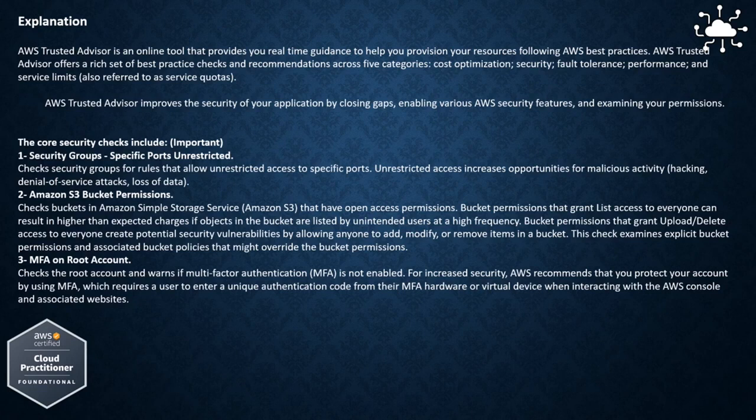3. MFA on root account. Checks the root account and warns if multi-factor authentication, MFA, is not enabled. For increased security, AWS recommends that you protect your account by using MFA, which requires a user to enter a unique authentication code from their MFA hardware or virtual device when interacting with the AWS console and associated websites.